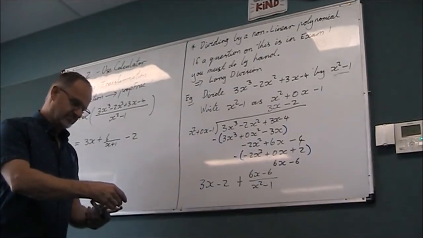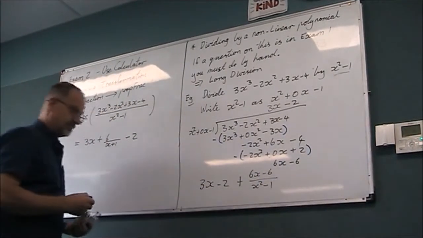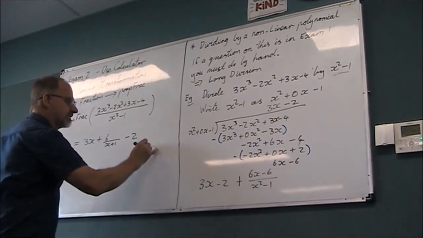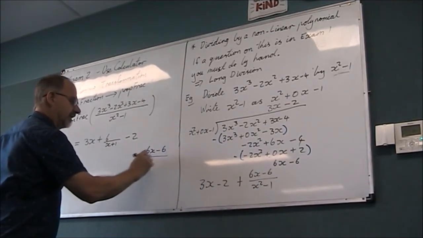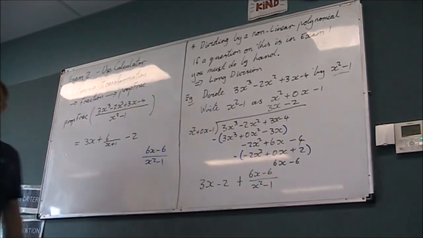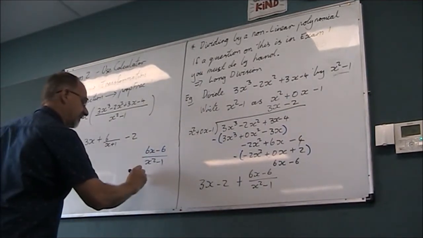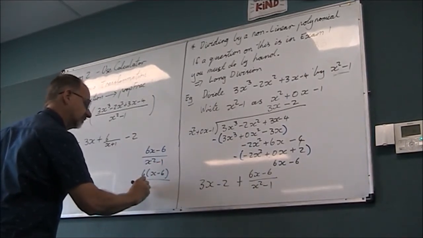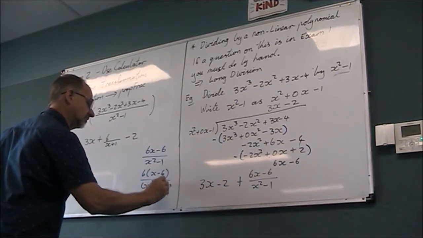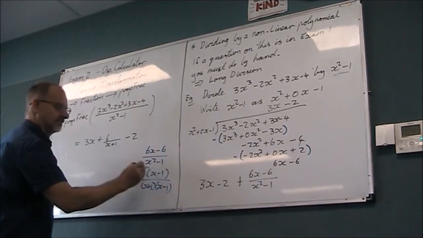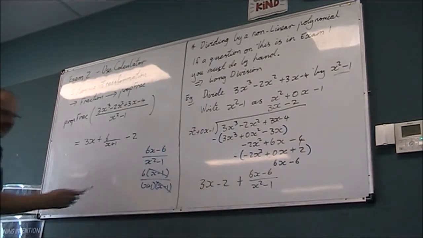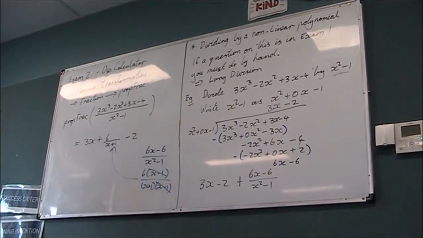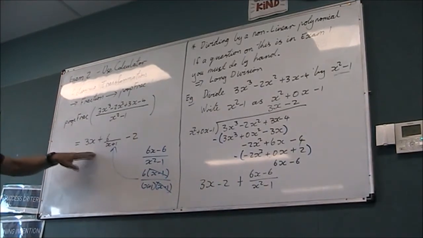Because this bit here, the 6x minus 6 over x squared minus 1, has a common factor of 6, yeah? That factor cancels. So there it is there. So yes, it does do the same thing. But if you don't use this prop frac, it's not going to give it to you in that form.